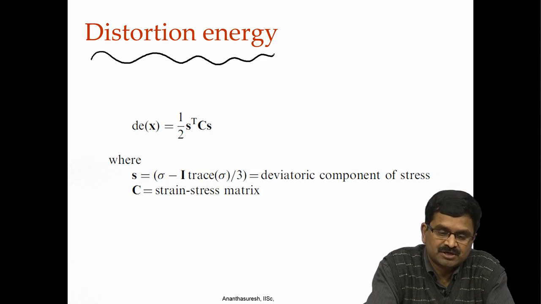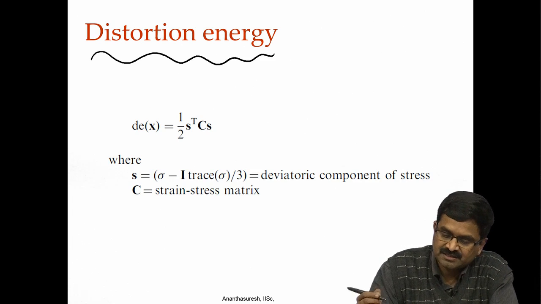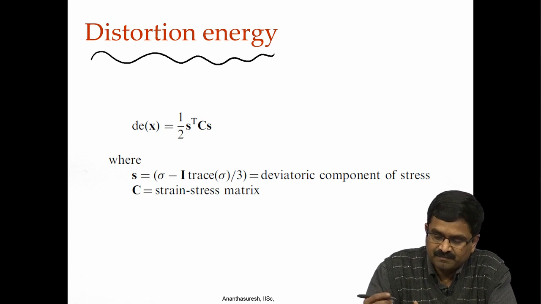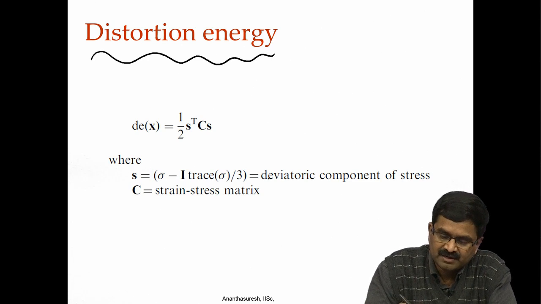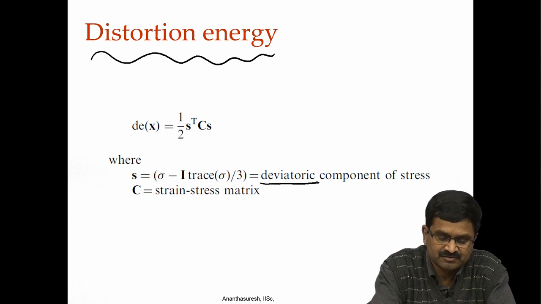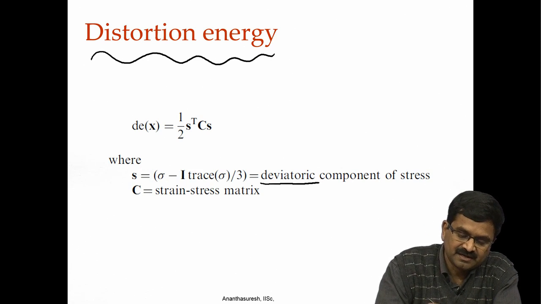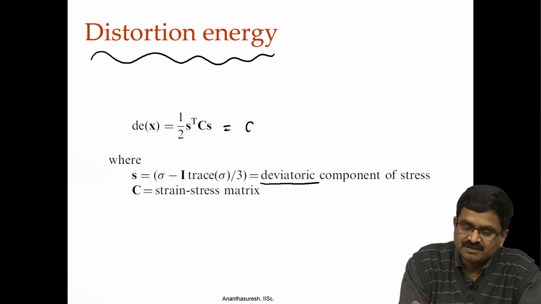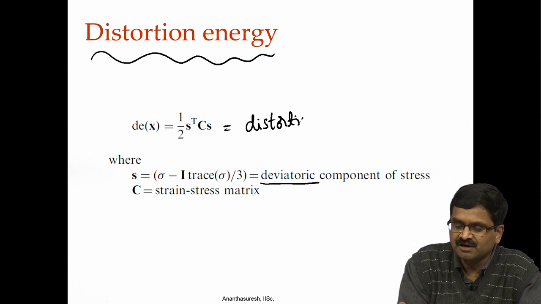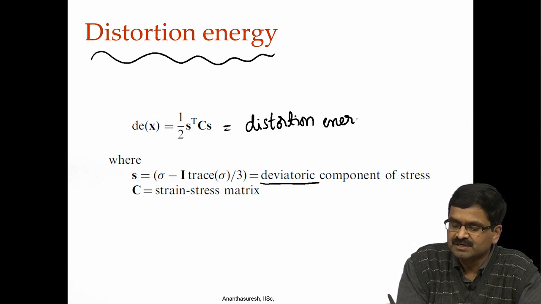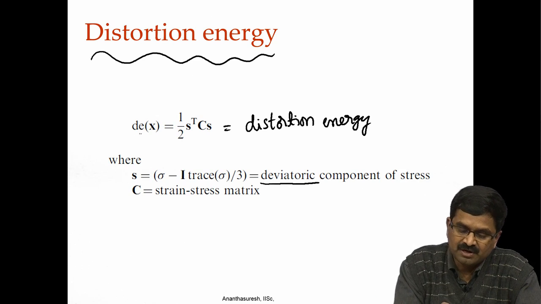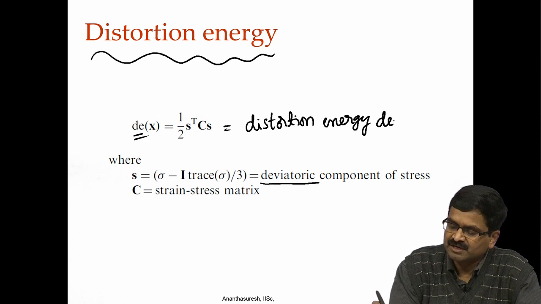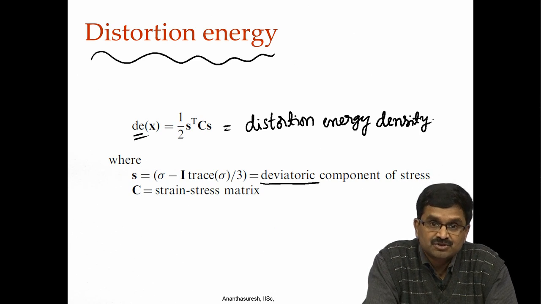So, let us look at the distortion energy, where we subtract the isotropic component, leaving out the deviatory component of stress, that is S here. The stress strain matrix is C, and that we can call the distortion strain energy or distortion energy density. We are using a small d here, meaning that it is distortion energy per unit volume. So, we have this distortion energy.